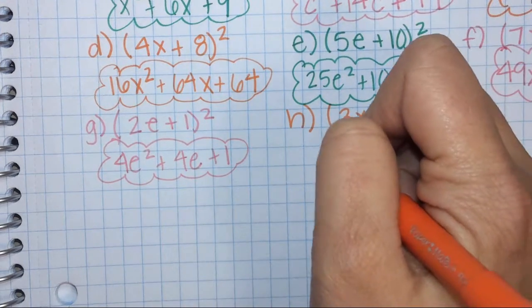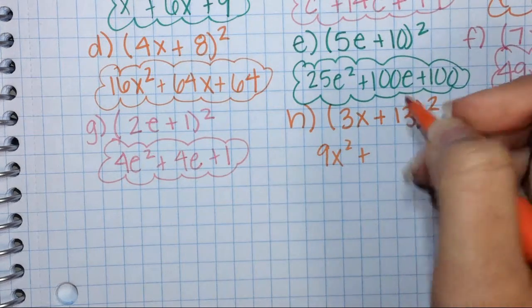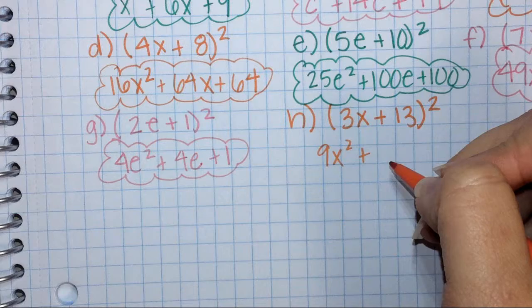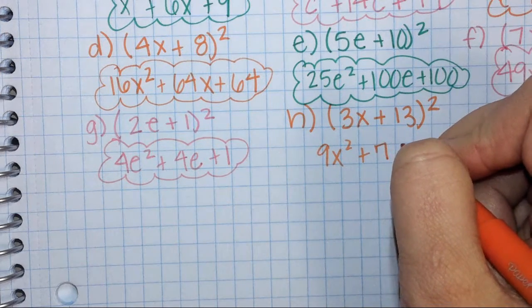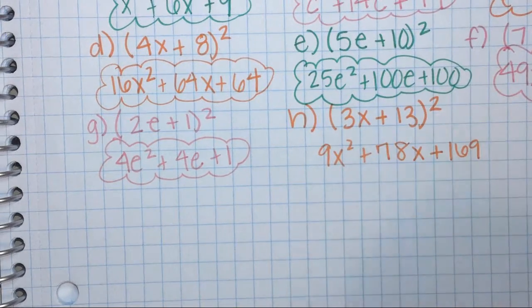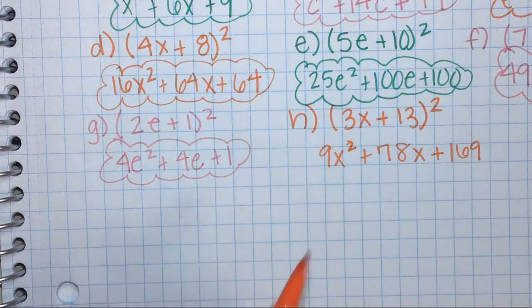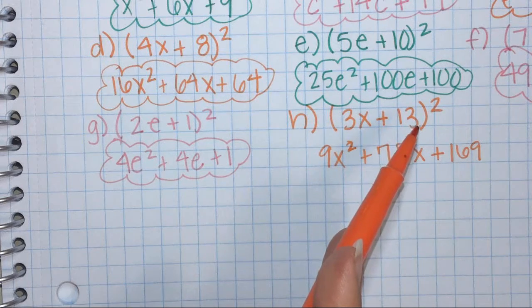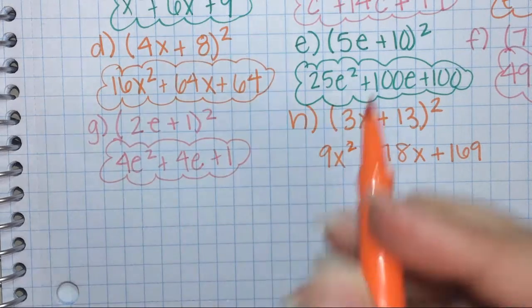Alright, and my last one, I got 9x squared plus 78x plus 169. Where did I get 78 from? So I got 3 times 13, that's 39, times 2. That's 78.